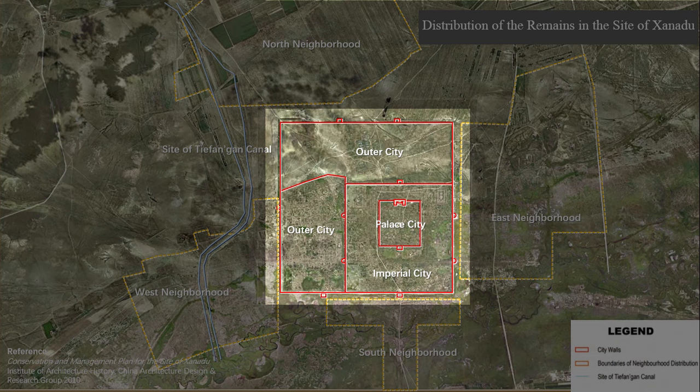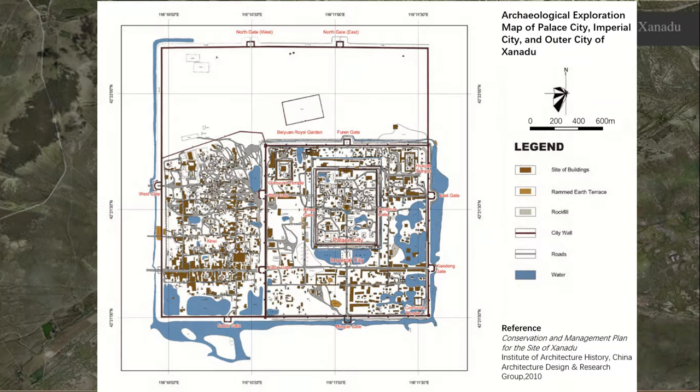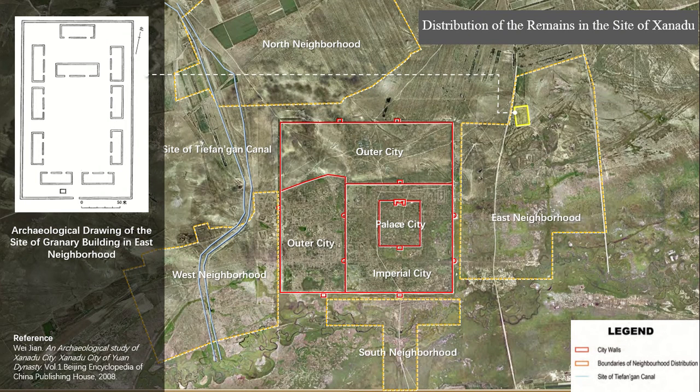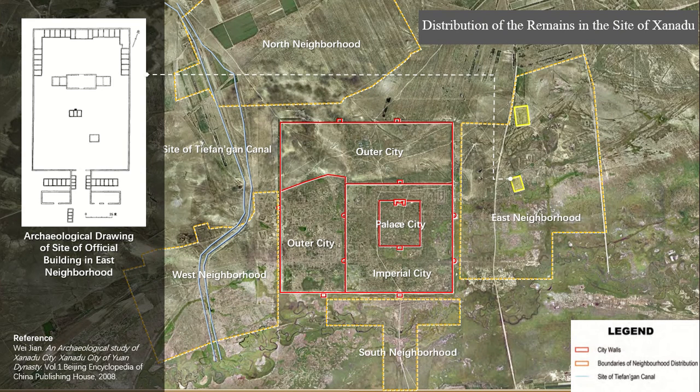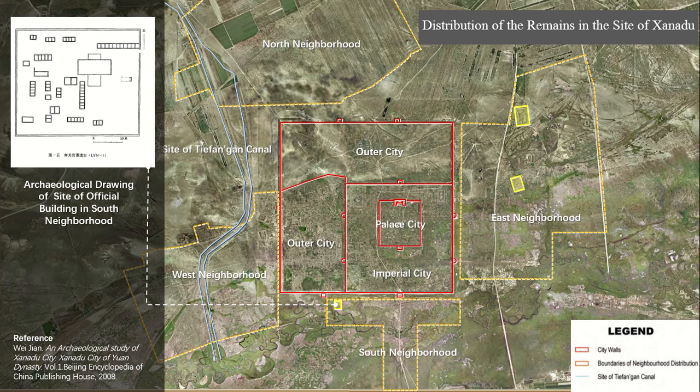The palace city, as the core area of Xanadu, was the place where emperors lived and dealt with state affairs. The archaeologists have completed the survey and excavation in the city area, including the location of building foundation sets and the general direction of road remains. As for the neighborhoods, the archaeologists have excavated several large building foundation sets, such as granaries and official buildings.